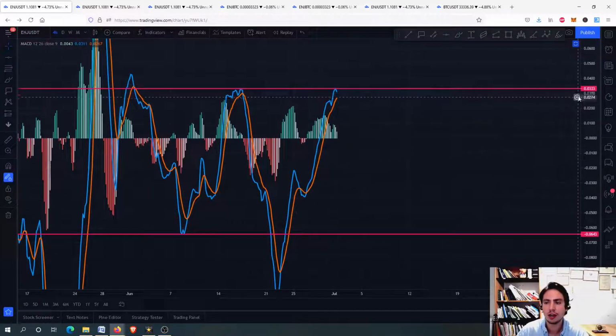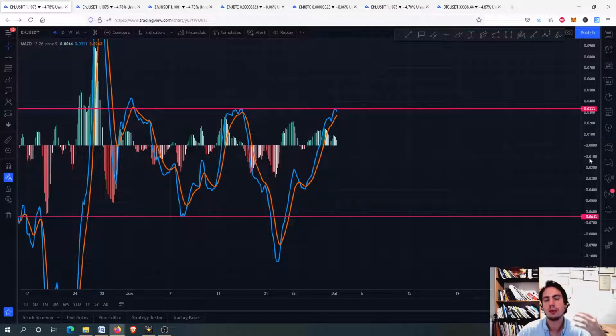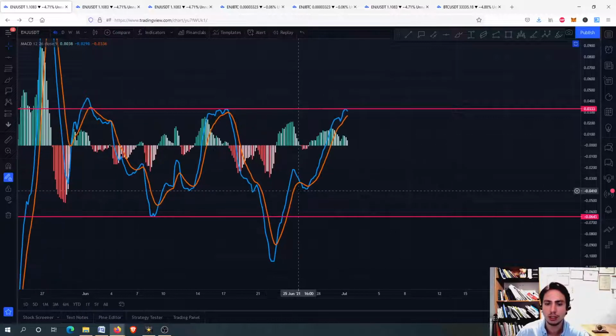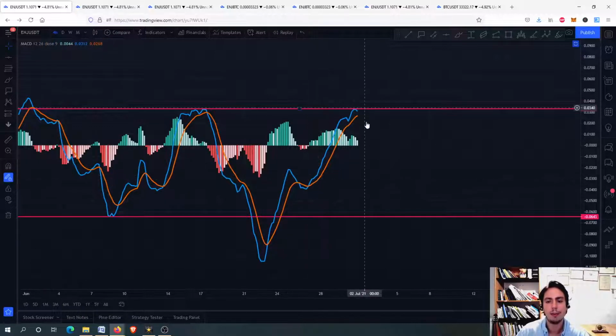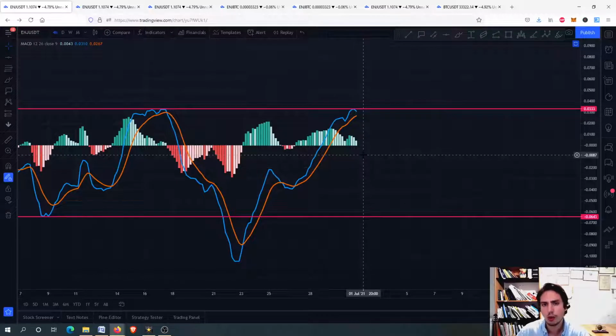On the 4-hour frame on the MACD, you know what we want. We want to perform higher lows and higher highs. We are not satisfied if we just have a bullish cross right here, right? And a bearish cross. Because on the 4-hour frame, we definitely want to make higher lows and higher highs.